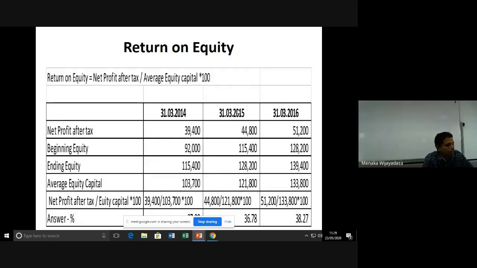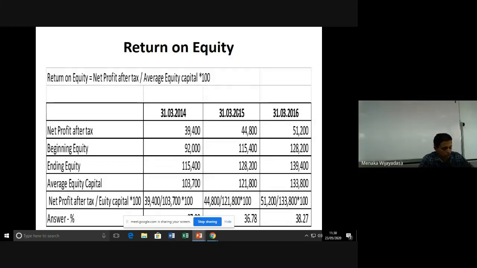Right. Now we are going to calculate. If you take the net profit after tax, it is given for 2014, 2015 and 2016 as 39,400, 44,800 and 51,200. Now we need to take the average equity balance. If you go to the statement of financial position, the beginning equity for 2014, I have given as 92,000. Have you arrived at this 92,000?